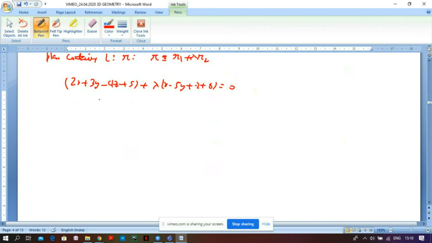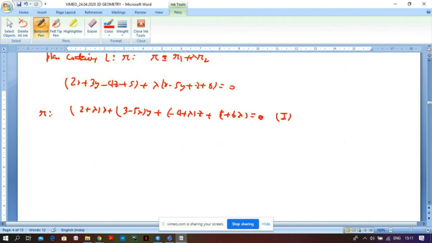I can collect all terms of x, that is 2 plus lambda times x, plus 3 minus 5 lambda times y, plus minus 4 plus lambda times z, plus 5 plus 6 lambda equal to 0. So we got the equation of the plane in this form. Now this plane, call it pi, we have already made it contain the line.